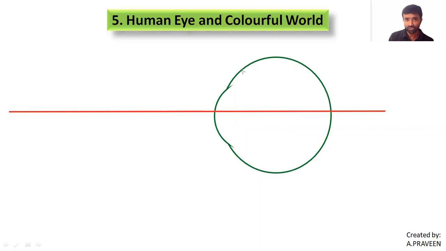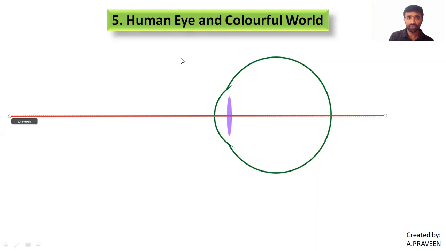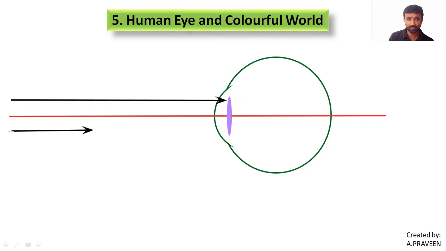Here I assumed the principal axis, and we need to have the eye lens here. I'm showing you the eye lens with a different color. Then the object will be assumed to be placed at infinity distance, so we consider only parallel light rays. Then after refraction, what can you expect?